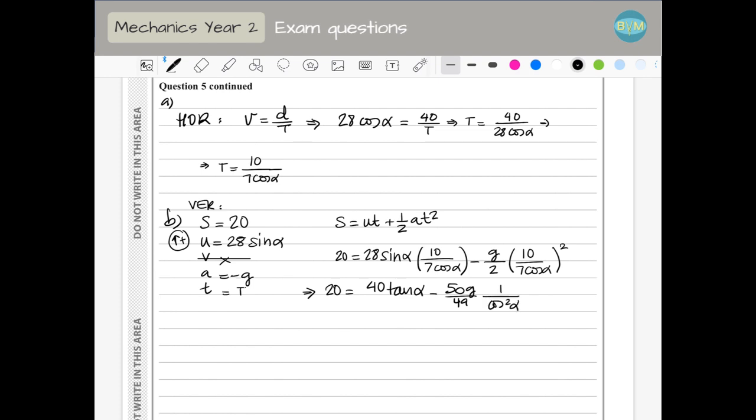Remember, the reciprocal of cos is sec. So the reciprocal of cos squared is going to be sec squared. I can change this to sec squared, and I'm going to simplify a bit.